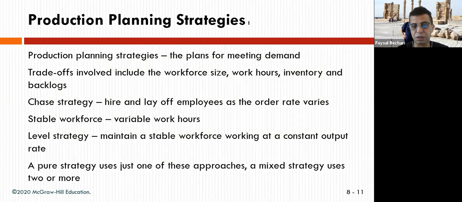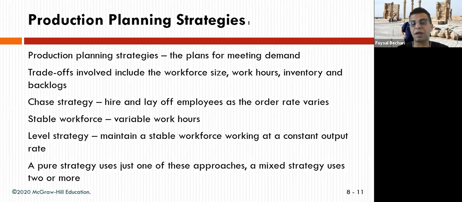Now, production planning strategy is the plan for meeting the demand. As we said, the trade-offs involved include the workforce size, the work hours, the inventories, and the backlog. You need to balance between all these. What's your workforce? How many people can you bring in? How many people can you release? How many hours can each person work? 8 hours, 6 hours on weekends, 12 hours on weekdays. Whether you have enough in inventories or you can bring them just in time. And the blockages, the issues that you might face while you're doing the production.